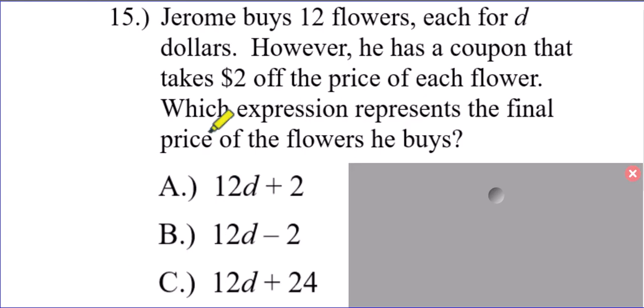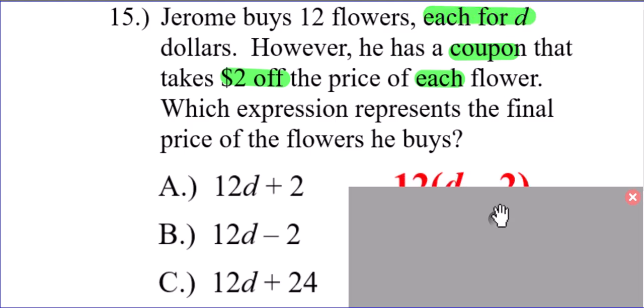And problem number 15. Jeremy or Jerome, however we pronounce this word, buys 12 flowers, each for D dollars. So normally you would think you would just take 12 times D. But wait, there's more. He has a coupon that is $2 off. Keyword off. Off means taken away, subtracting. From what? The price of each flower. Well, the price of each flower was D dollars.